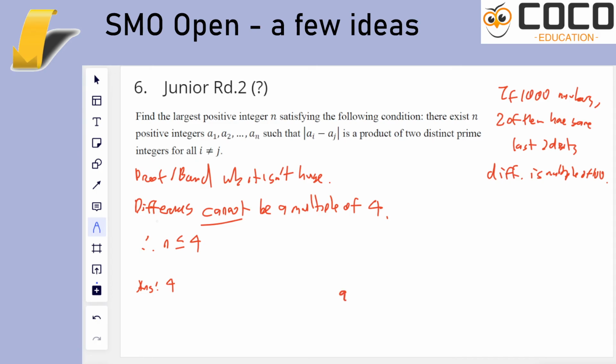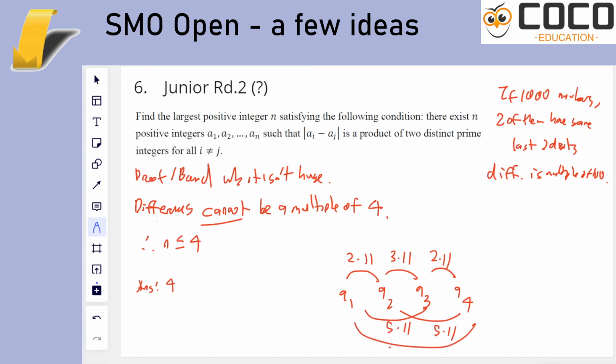If you wanted the specific example that I have in mind, you could do something like this is 2 times 11, 3 times 11, and 2 times 11. This is one example that will work. But it's not the only one.